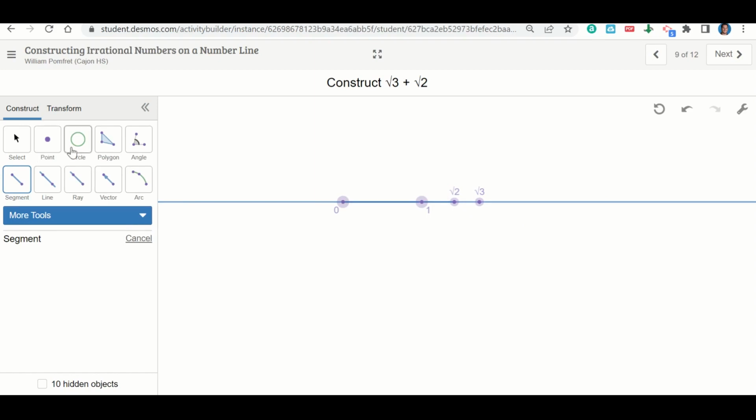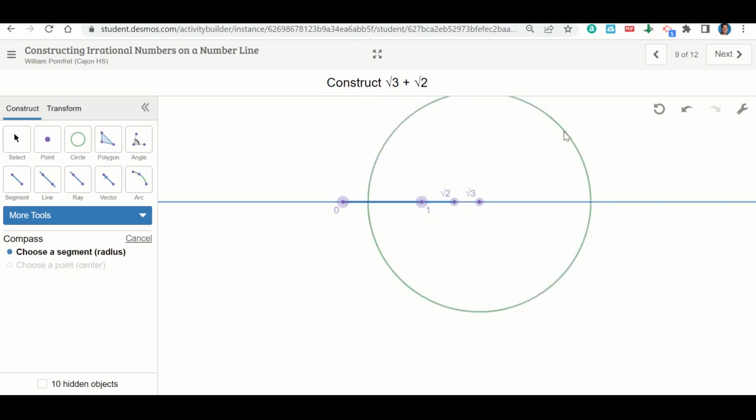So let's go ahead and do that. I'm going to use the compass tool. So more tools, compass. I want this distance here. So that gives me square root of 2. And I want to add that to square root of 3. So now on this side here, I would have square root of 3 plus this distance here, because this is the radius, square root of 2. So this distance here will be square root of 2. So this is square root of 3 plus square root of 2.